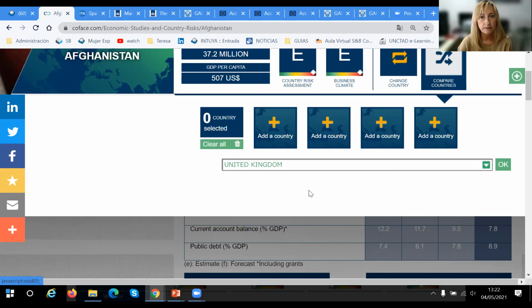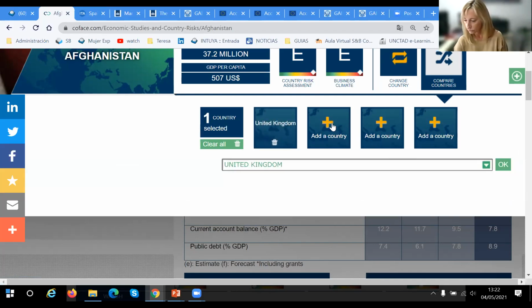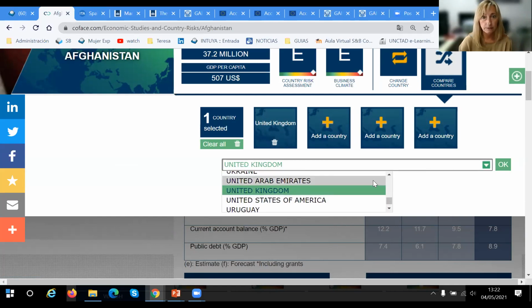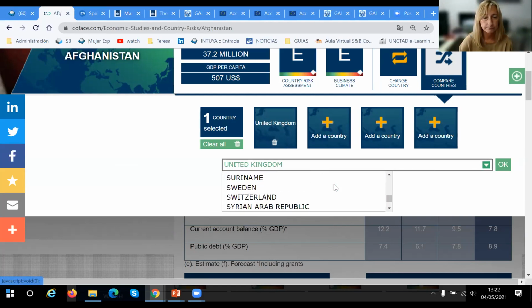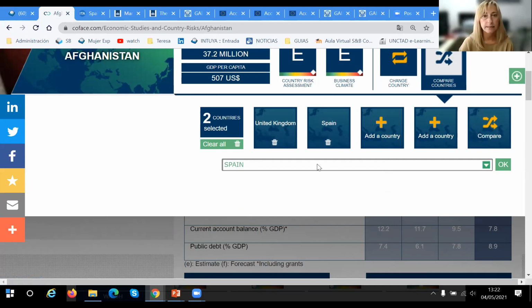Okay, United Kingdom, we press OK. Then we go to the next one. We wanted to compare United Kingdom with Spain. So we go here and we press the triangle. We go to Spain. Spain, let's see here, Spain. We do OK.